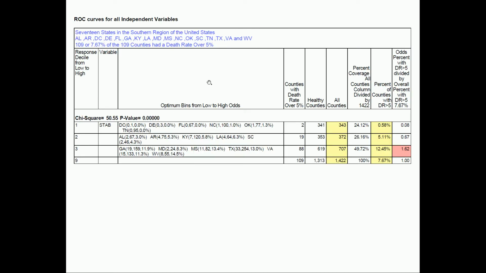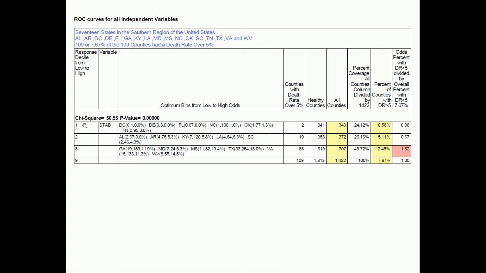Okay, let's talk about how I got these independent variables and what they look like in detail. This is called chi-square. I call this chi-square analysis. And again, we're looking at those 17 states. We know that 109 of the 1,422 counties, or 7.67%, have a death rate over 5%. That 7.67 is going to be a very important number. It's going to appear in the denominator of quite a few analyses. How much higher you are than that overall average can be thought of as the odds that that county is going to have a death rate over 5%.